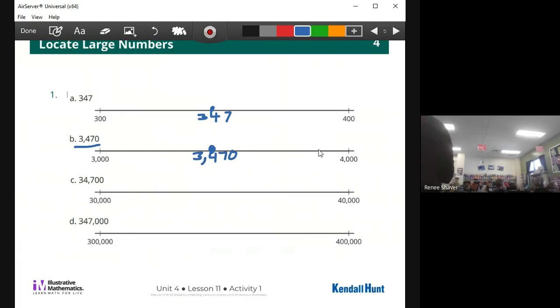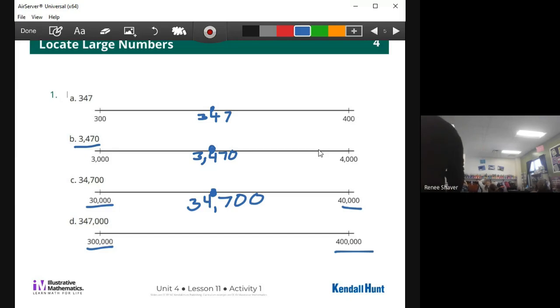Okay, so C, we have 30,000 and 40,000 as our numbers on the line. Where would you put 34,700? Dave: Right under the other one, because it's the same, just add another 0. You got it. And then letter D, we have 347,000. Again, our number line is from 300,000 to 400,000. Dave, where would you put that?